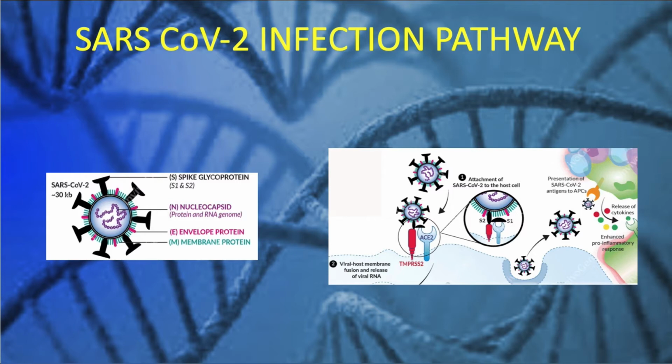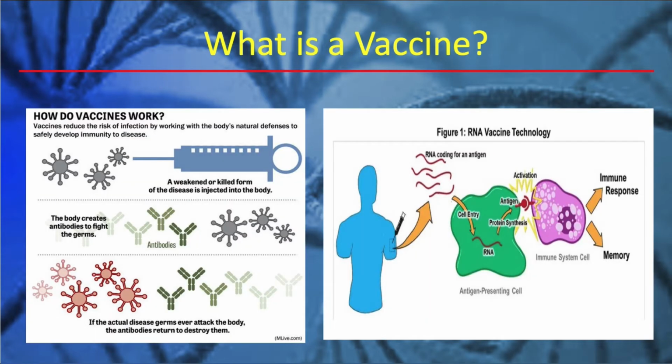Most of the vaccines being developed are targeted to that initial step where the virus attaches to the host cell via the ACE2 membrane receptor. What is a vaccine? A vaccine is a type of medicine that trains the body's immune system so that it can fight a disease it has never seen before.